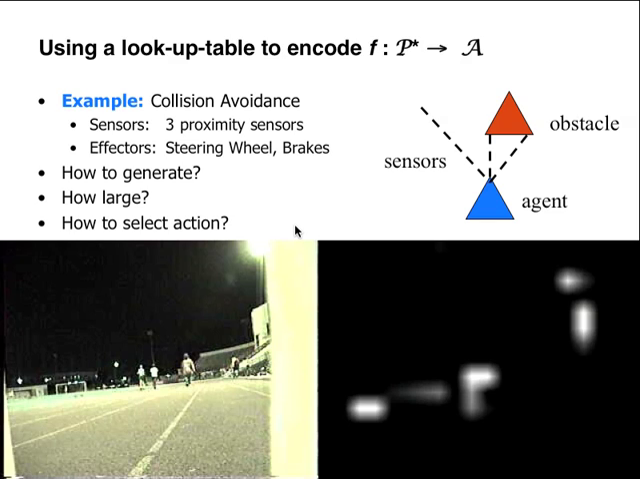So we can use what's called a lookup table to encode the mapping of agent response to action. Here's an example of collision avoidance. We have sensors, three proximity sensors as an example. We have some effectors, the steering wheel, the brakes. So the question might be how to generate the information, how large, how to select the actions.